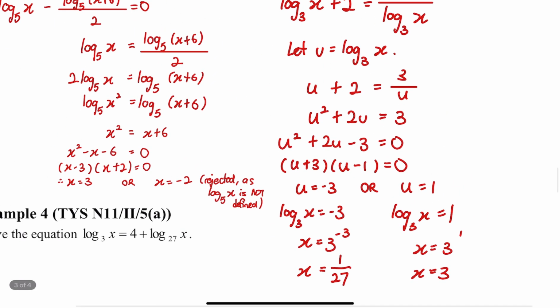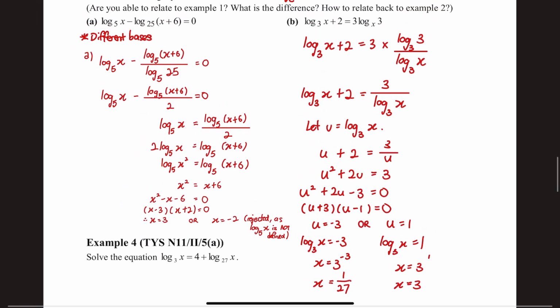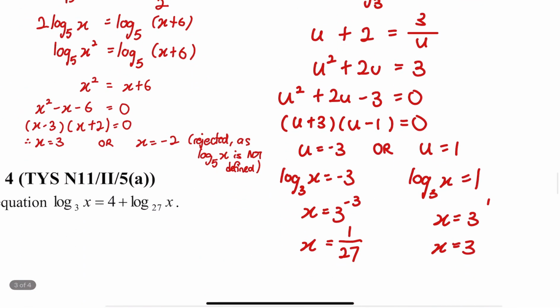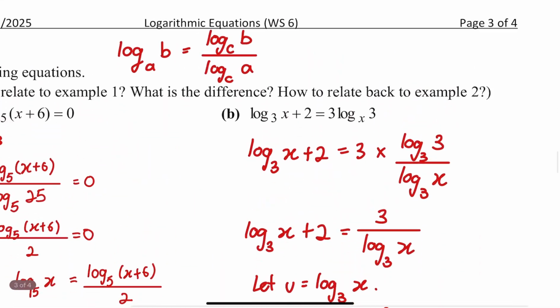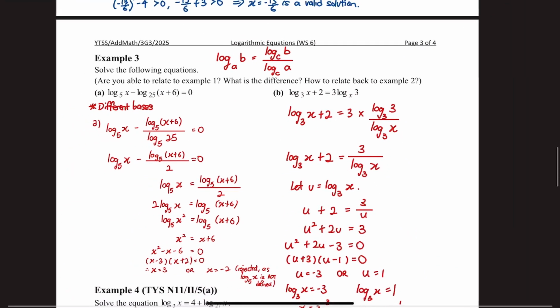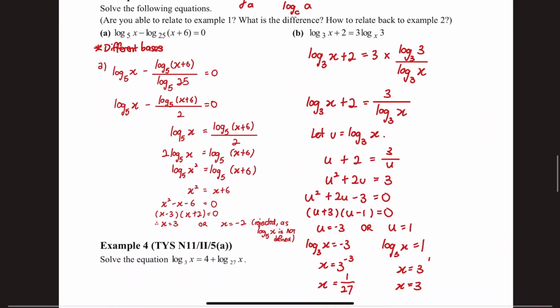Then we check back again, is this solution valid? Over here, the x values are both positive numbers. Therefore, this solution will be valid. So we don't need to reject any answer here. And this is for example 3 part B.